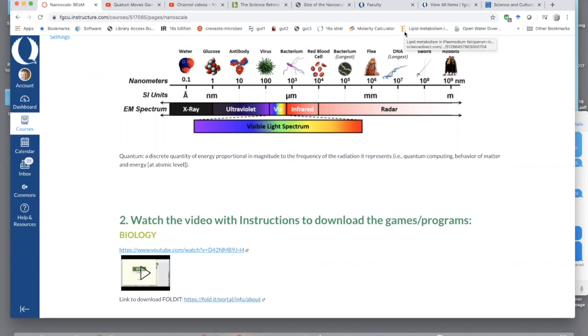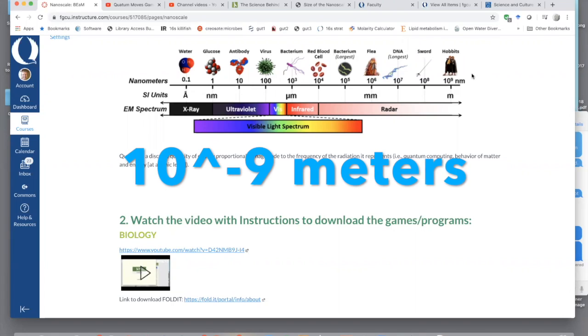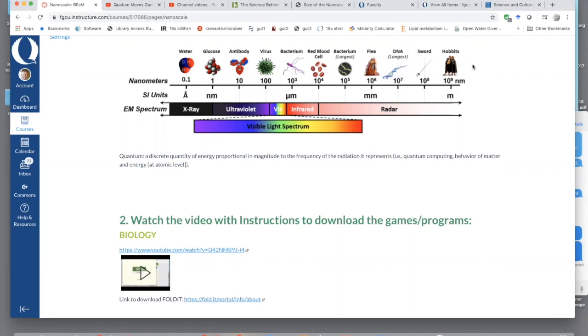So when we talk about the nanoscale, we're talking about 1 billionth of a meter, or 10 to the negative 9 meters. When we look at a meter, that's about the size of a hobbit. So a meter is approximately the size of a small child.